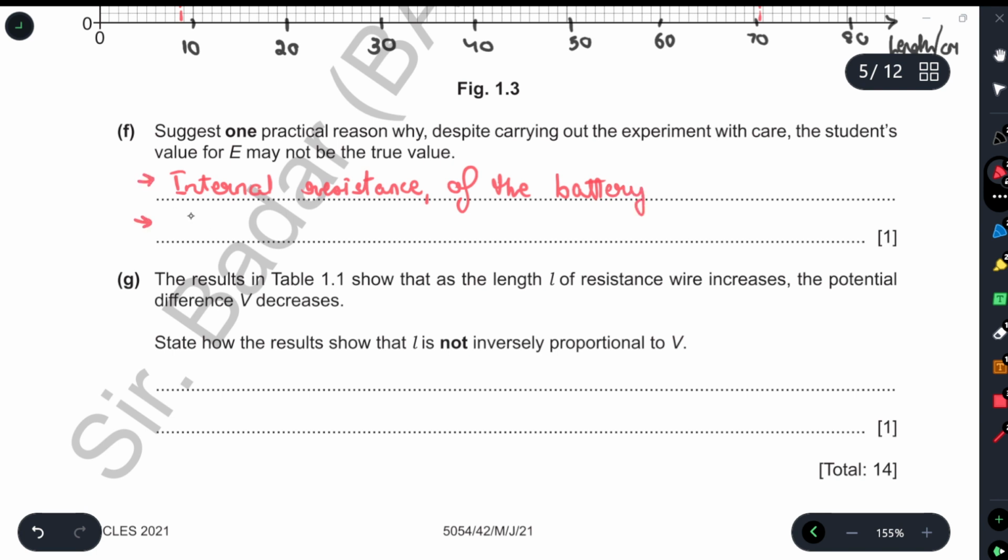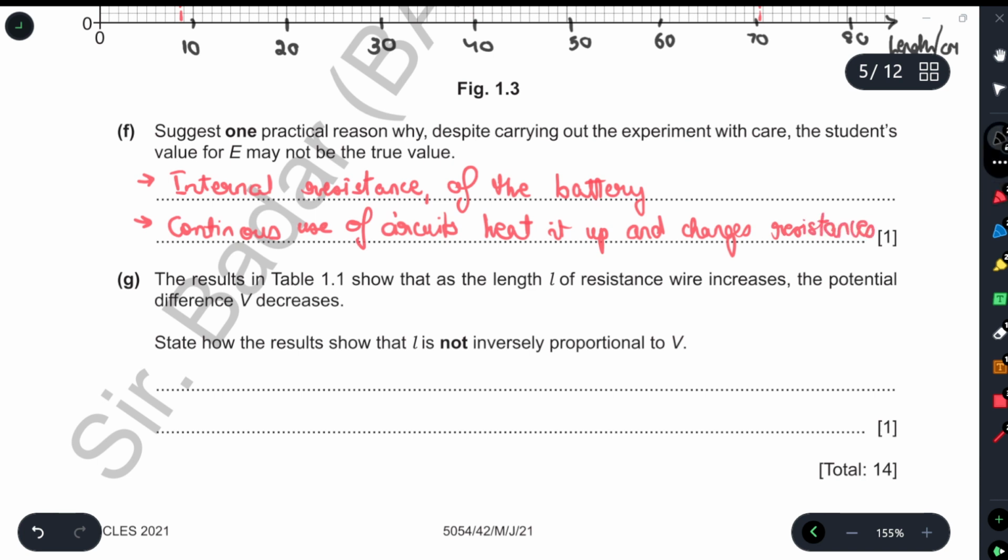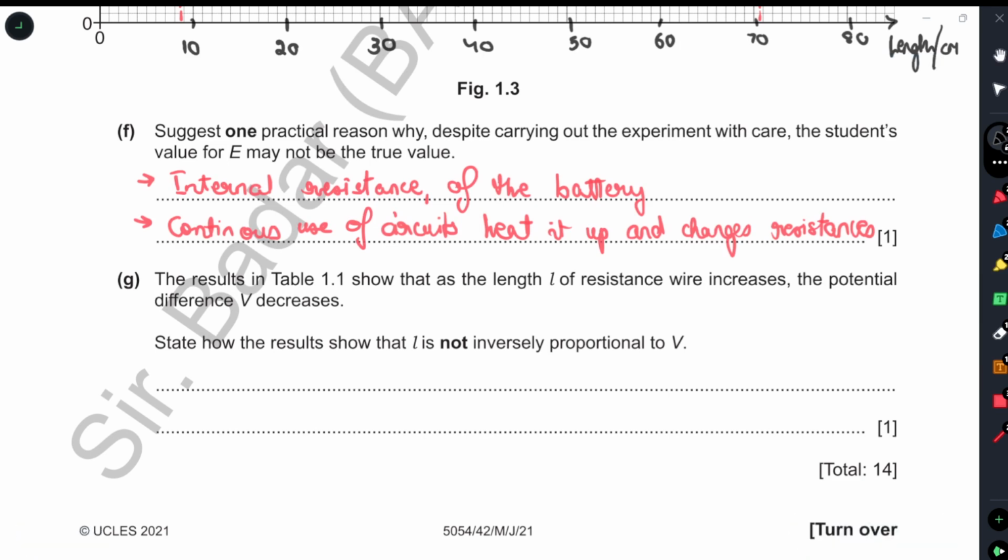You can also write down: continuous use of circuit heats it up and changes resistances. Okay, so in this way we answer this. Forgive me for writing the answer in red, forgot to change the color.